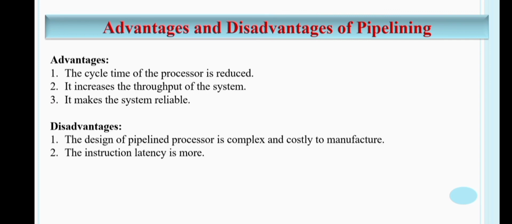Some of the disadvantages of pipeline are: the design of pipeline processor is complex and costly to manufacture. The instruction latency is more. Latency also increases because it takes more cycles to fill the pipeline before the core can execute an instruction.